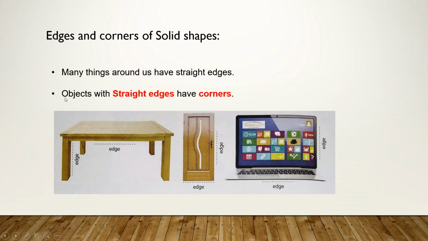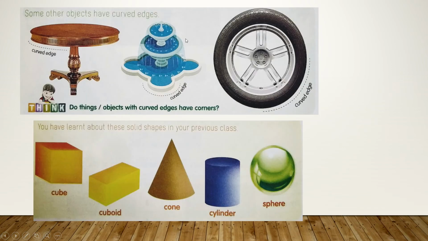Okay, so objects with straight edges have corners. What does this line mean? These straight edges form a corner. When these edges join, we can see this corner is formed. So objects with straight edges have corners. So let's see more shapes.